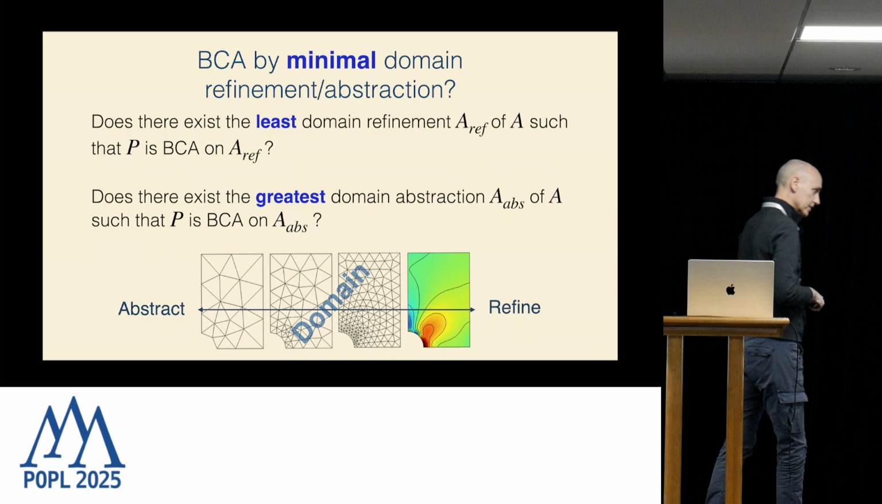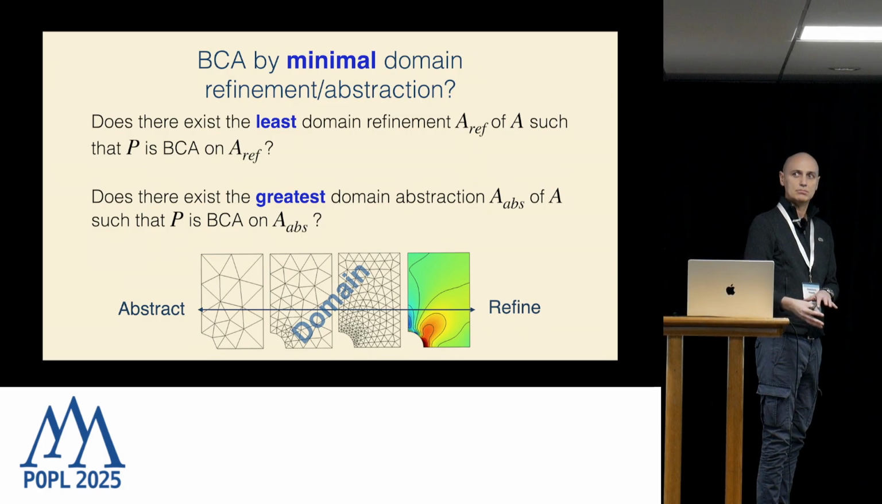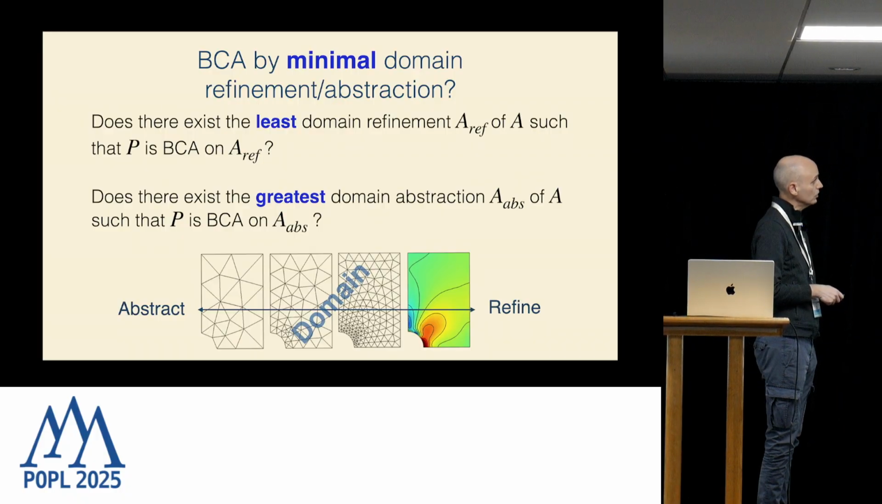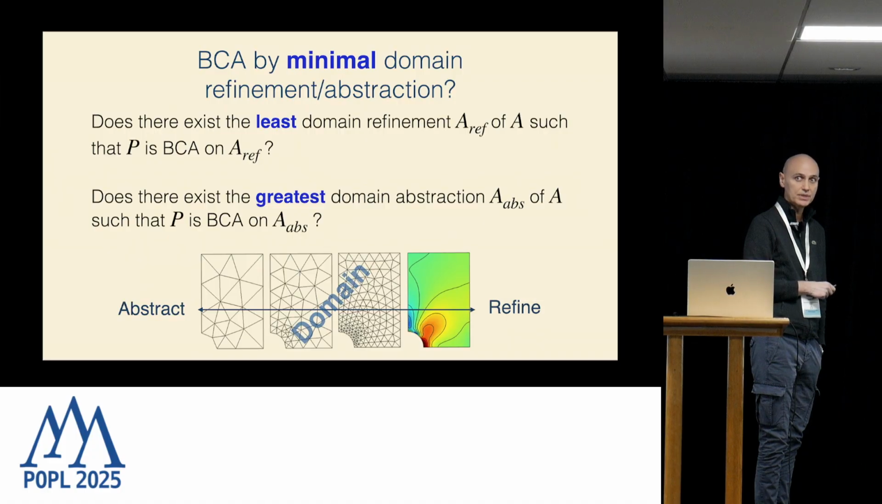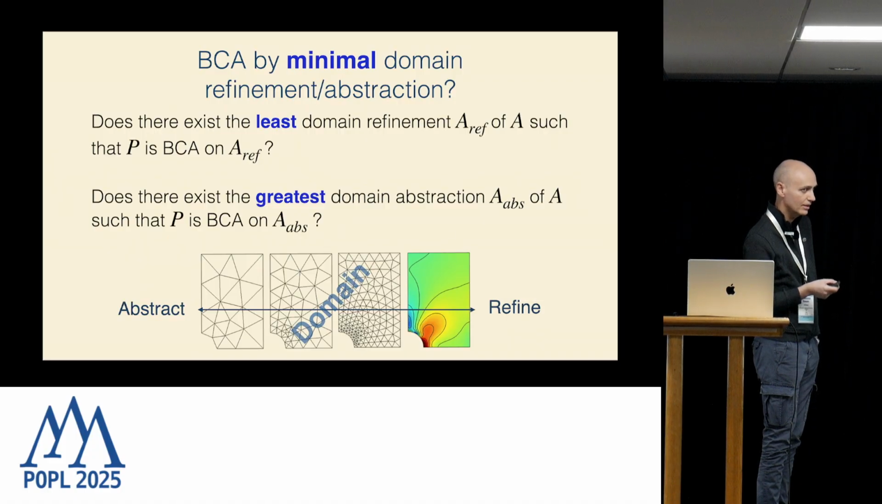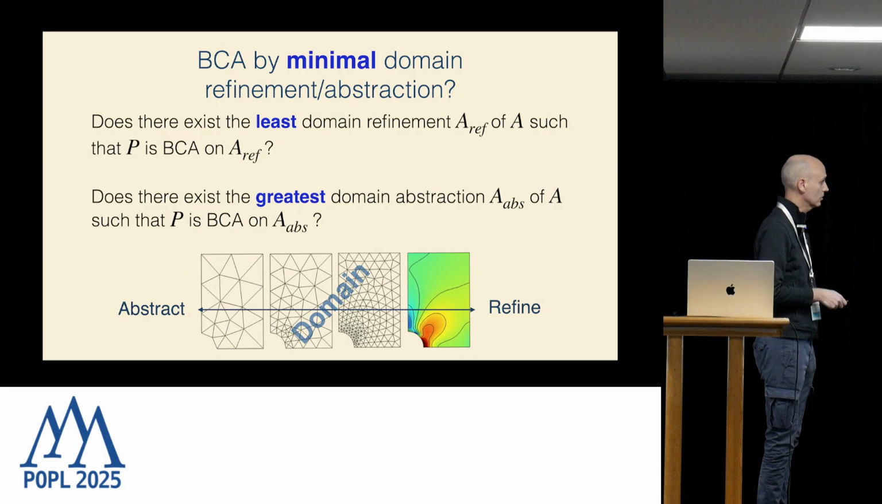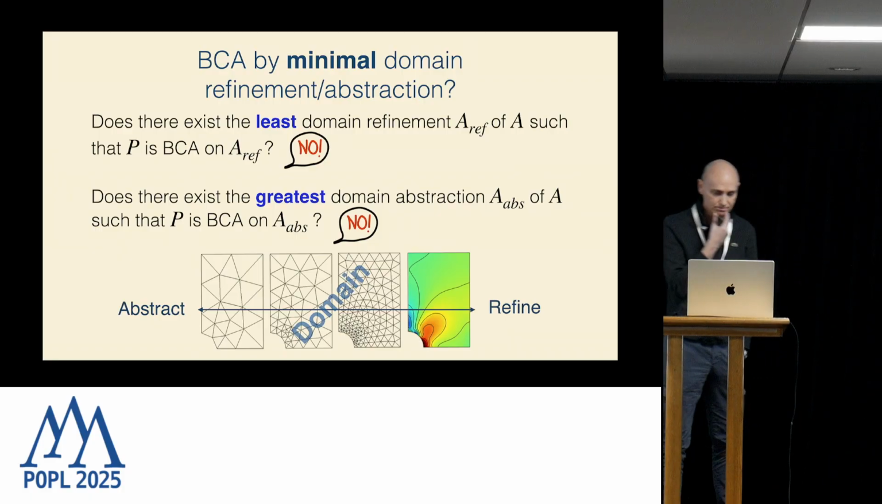Okay, second question that I mentioned before. Can we transform the abstraction? And the answer is no. So transform the abstraction means, can we minimally transform the domain either by refinement or by simplification? More precisely, does there exist the least domain refinement of a given domain A such that we can achieve the best analysis on that domain for the given program P, either globally or locally? And the other way, can we simplify in a minimal way, so is there the greatest domain abstraction for achieving the BCA? And the answer is simply no. The details are not given here in this talk.